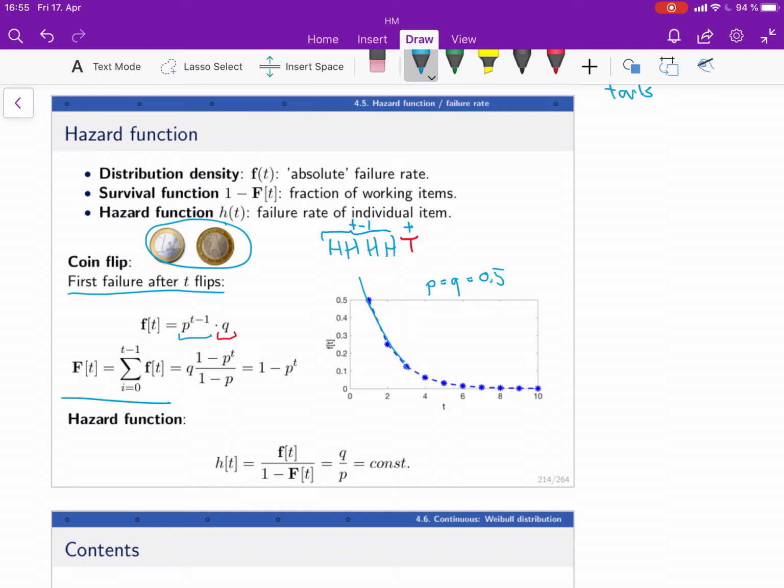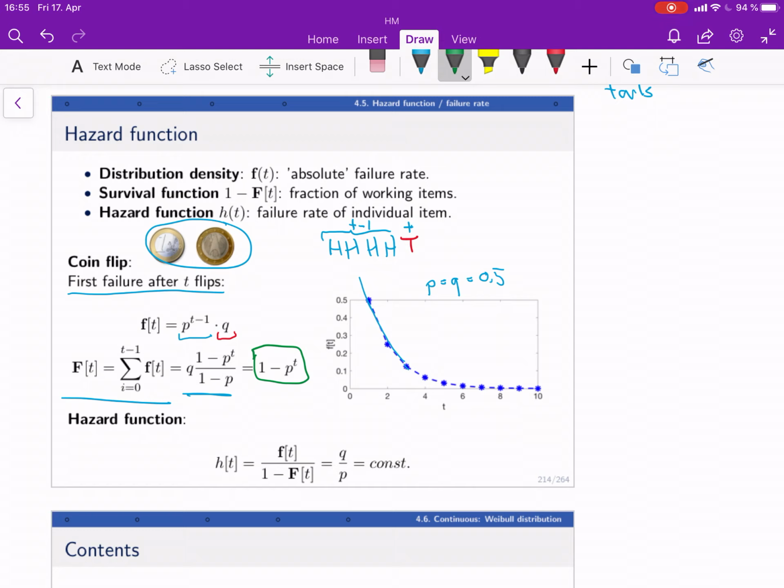This is a little bit of a mathematical trick. I don't want to show the details. There's a formula in your formula collection for sums like that. It's a geometric sum, and we obtain this formula and we simplify it, and out comes this little piece, 1 minus P to the T. This is my cumulative density.